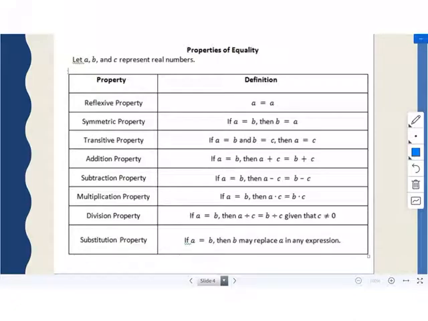The addition through division are really the properties we're using when we're solving. It's about balancing our equation. So we use these ones all the time. We just don't realize we're using them. And then substitution is kind of what we've been doing with our problems, plugging in a number for a variable and so forth.